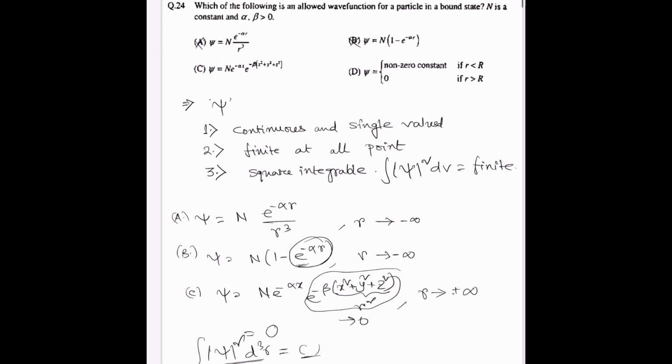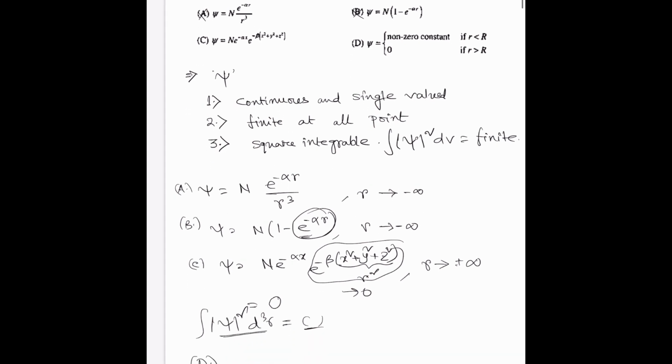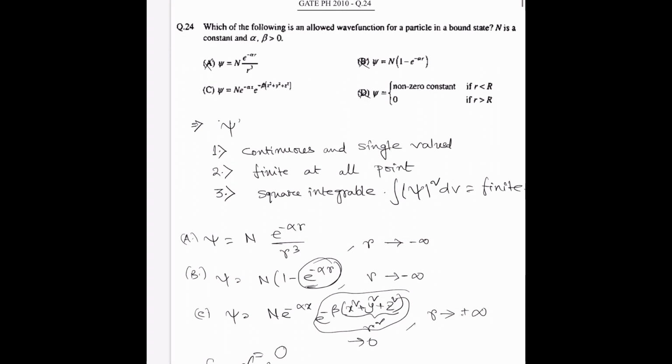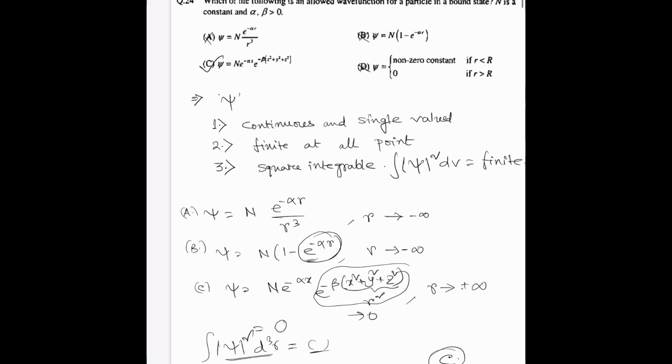So option C is by default the right option, because in option D we can see that psi is non-zero for some r less than capital R and 0 for r greater than capital R. So this is definitely a discontinuous function, but psi should be a continuous function. So this option is also ruled out. So the correct option for this question is option C. So option C is the correct answer.